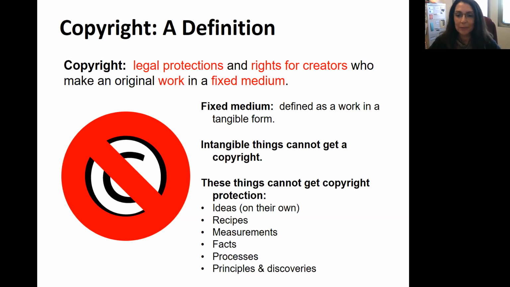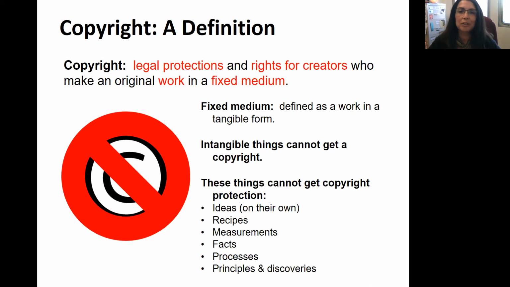So what could those be? An idea on its own or by itself cannot get copyright protection. I think it would have to be written on paper, published, captured as an image or something for it to get a copyright. Recipes, for instance, cannot get copyright. Neither can measurements, facts, or processes. Those cannot get copyrighted either. And principles and discoveries also cannot.